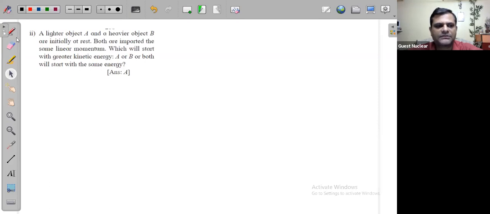Okay, so that means see here, one is the lighter object, which we can call A here, and this is the heavier object, which we can call B. Now, suppose the mass of this lighter object is small m1 and the mass of the heavier object is m2 here. Then it is given that both are imparted the same linear momentum.